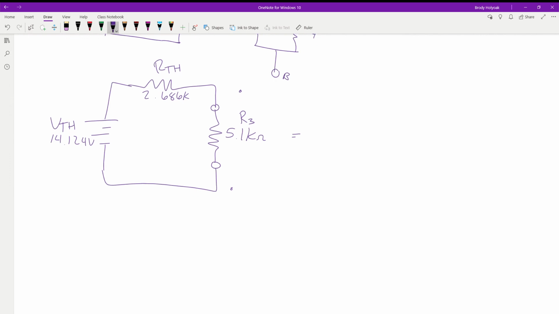So we want to find voltage across R3. What do we use? Voltage divider. So 5.1 kiloohms divided by 5.1K plus the 2.686. We multiply that by our VThevenin, which is 14.124.